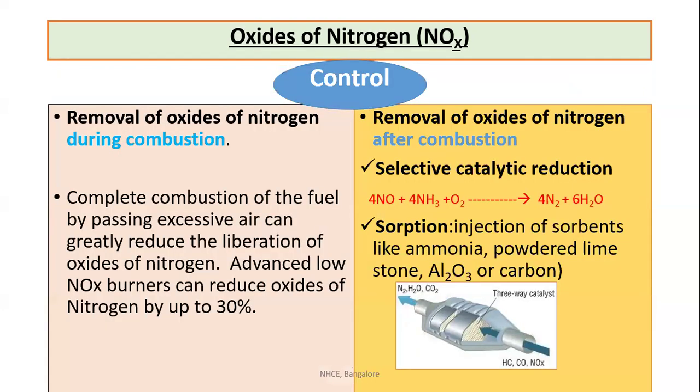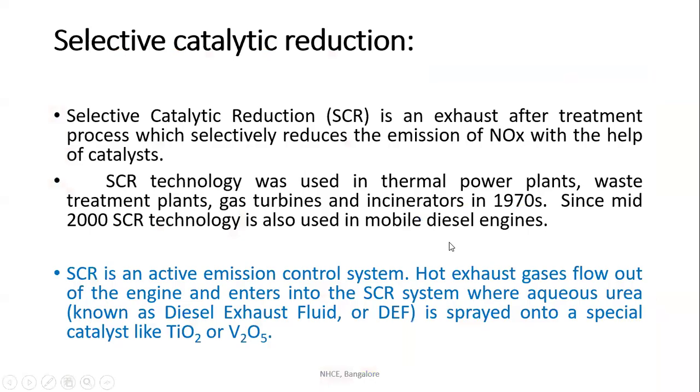So we are mainly concerned with how to control this particular air pollutant, nitrogen oxide. For that, we are going to use SCR technology. What is SCR technology? It is called selective catalytic reduction technology. Other methods are also there. We can use some kind of advanced low nitrogen oxide burner, which reduces the nitrogen oxide by 30%. Otherwise, we can go for SCR technology. A detailed view of SCR technology is given in the next slide.